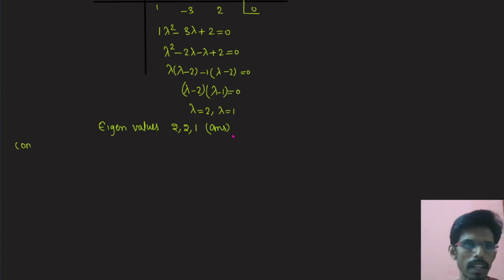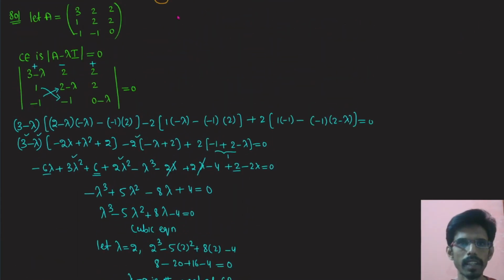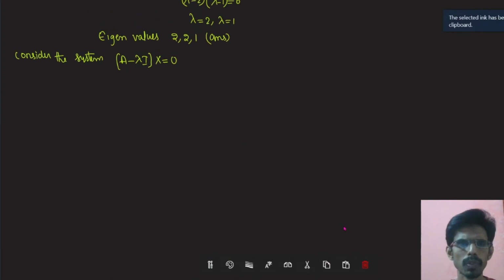Before that, I'll consider one equation. Consider the system. Which system? The system of equations, that is A minus lambda I matrix into capital X equal to the null matrix 0. This A minus lambda I can be obtained directly from this determinant only. From this determinant only we can get the value of A minus lambda I. See here we have these A minus lambda I values. Let me copy these values.